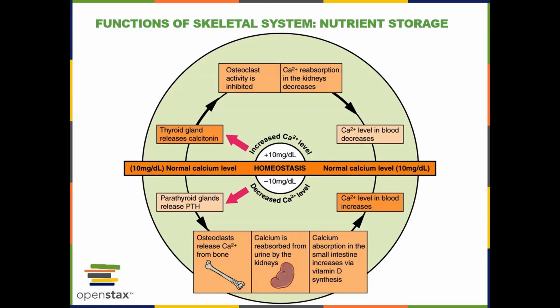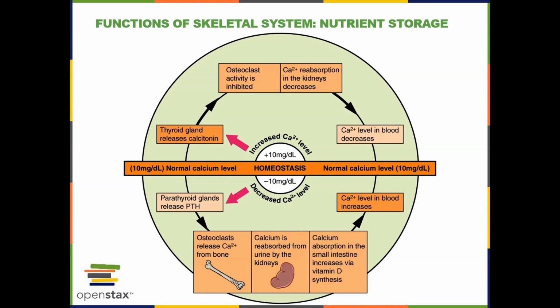Calcium is stored in our bones and can be mobilized from the bone in order to maintain blood calcium concentration. The breakdown of bone is regulated by the endocrine system. The parathyroid gland detects a decrease in blood calcium concentration below the homeostatic set point of 10 milligrams per deciliter.